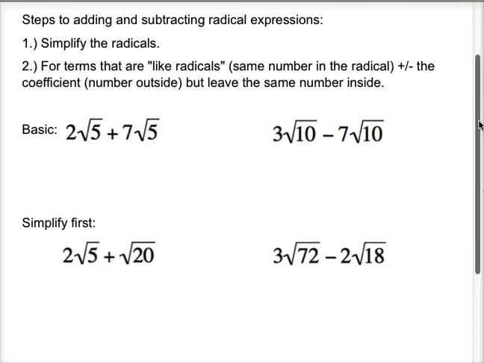So the very basics are when you can't simplify first, okay? So that's what I'm calling the basic case. If they don't simplify, you just have them. So 2 square roots of 5 plus 7 square roots of 5. If I have 2 of them here and 7 of them here, the same number inside the radical, that's just going to leave me with 9 of those square roots of 5.